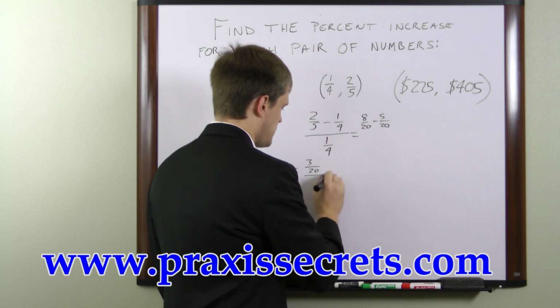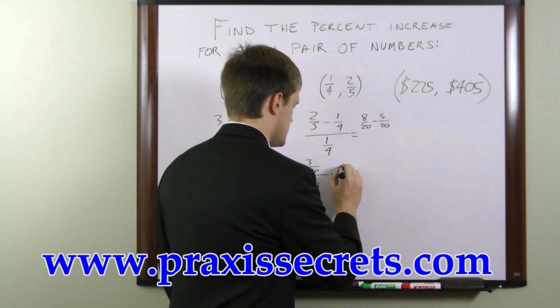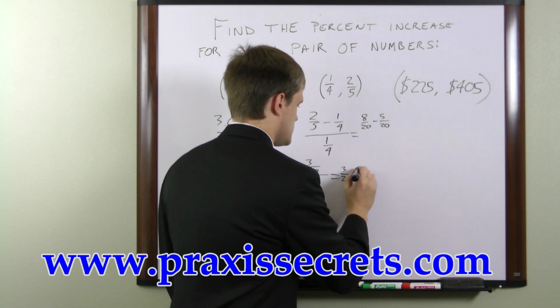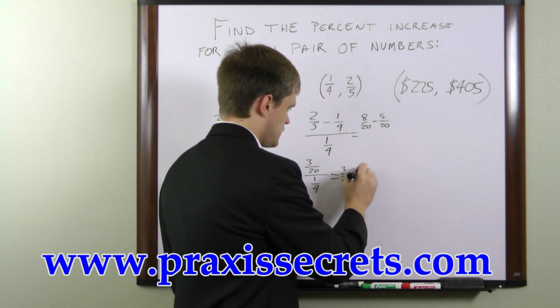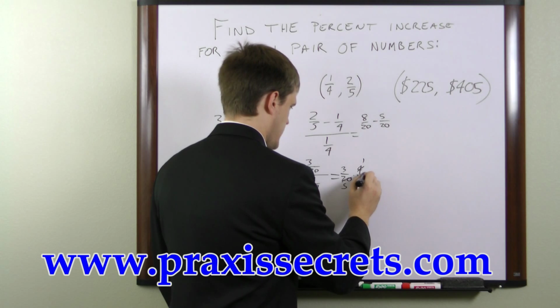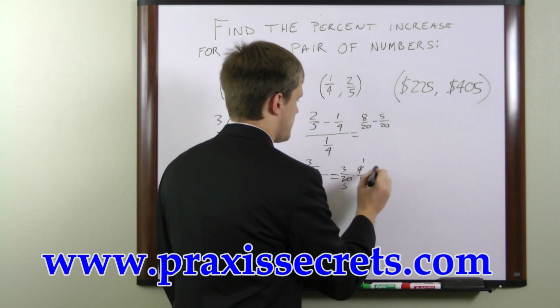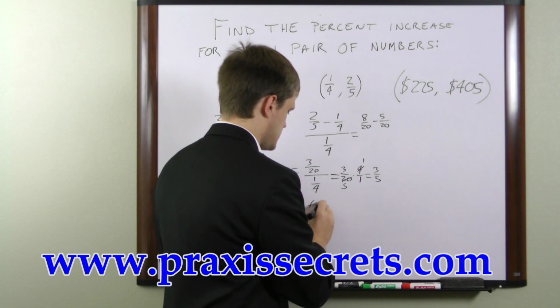And then we have to divide it by 1 over 4, or equivalently, what we have here is 3 over 20 times 4 over 1. Now the 4 and the 20 cancel. Dividing each by 4, we get a 1 and a 5. So what we have here is 3 over 5. Now the percentage equivalent of 3 over 5 is 60%.